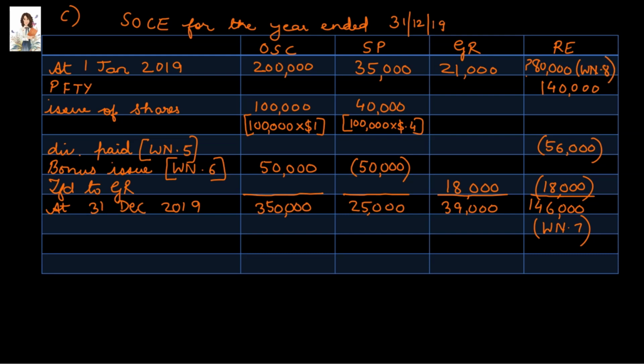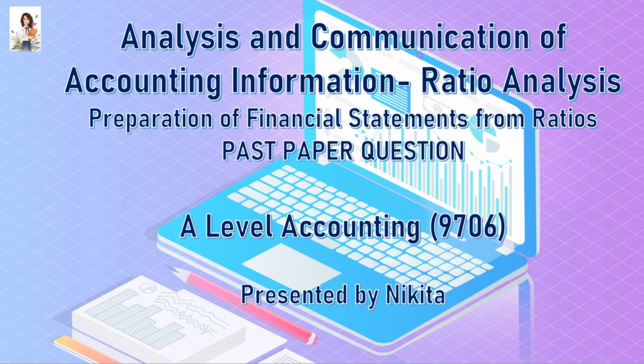With this, our statement of changes in equity is complete and we have completed part C of the question, which also means that we have completed the entire sum. So that was a past paper question on preparation of financial statements from ratios. We will start a new chapter in the next video.